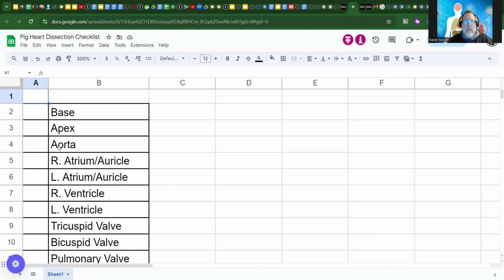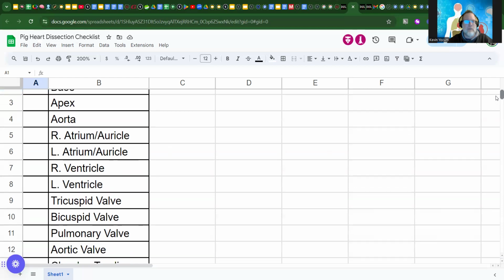We'll also use the aorta as a major landmark. That's the largest blood vessel in the body, and that's going to be at the base of the heart, or the top of the heart. So we'll see that as well. Also, toward the base, we're going to notice the right and left atria, or auricles. Auricle means ear, so we'll notice the atria are going to have little ears coming off of them.